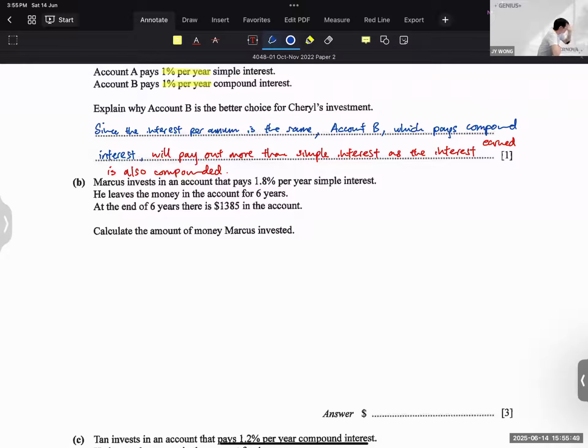What is your simple interest formula? You learned that in Sec 1. It's given as I equals PRT. Your interest is equal to your principal multiplied by your interest rate multiplied by the amount of time that it is calculated across. So the formula gives you interest, but you should know that this amount here is not the interest only. This is the total sum. Correct?